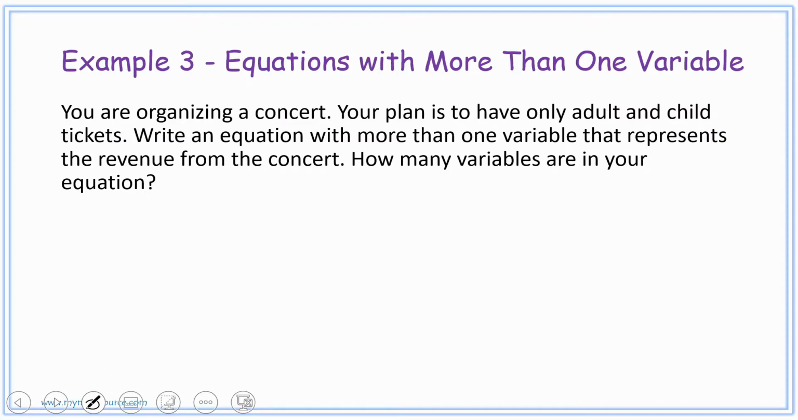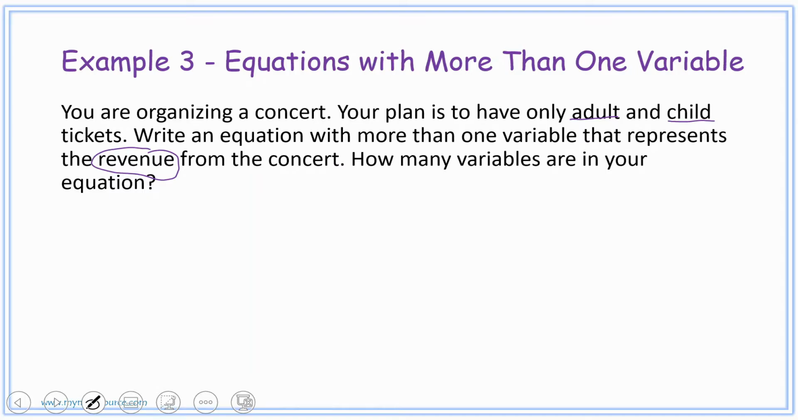It says you are organizing a concert. Your plan is to have only adult and child tickets. Write an equation with more than one variable that represents the revenue from the concert. So we could use R for revenue. How many variables are in the equation? So this is kind of a two-step process here. They want you to find an equation that represents the revenue, and then they want you to actually state how many variables you have from that equation. Don't forget that second part.